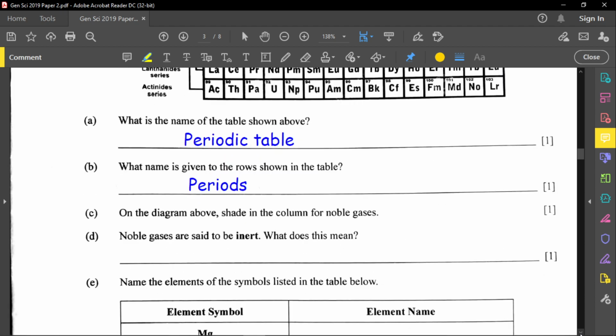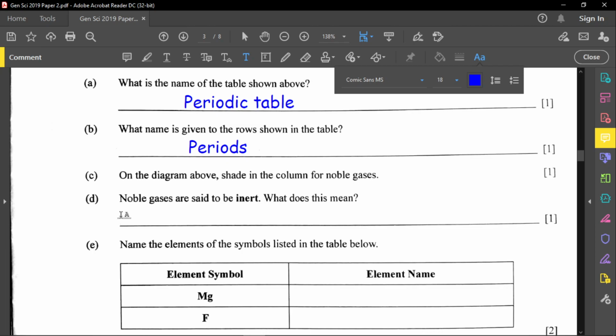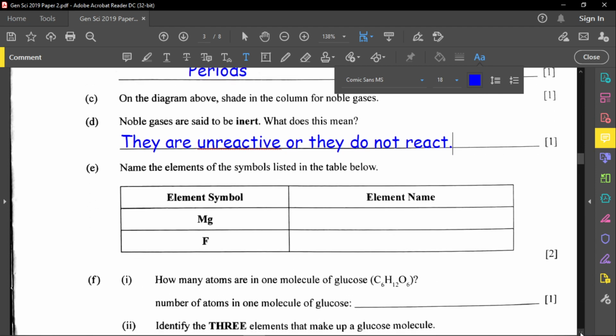All right, so next question here is said, noble gases are said to be inert. What does this mean? To be inert simply means that they are unreactive, or they do not take part in chemical reactions. So they are unreactive. All right, so they do not take part in chemical reactions. I could simply say they do not react.